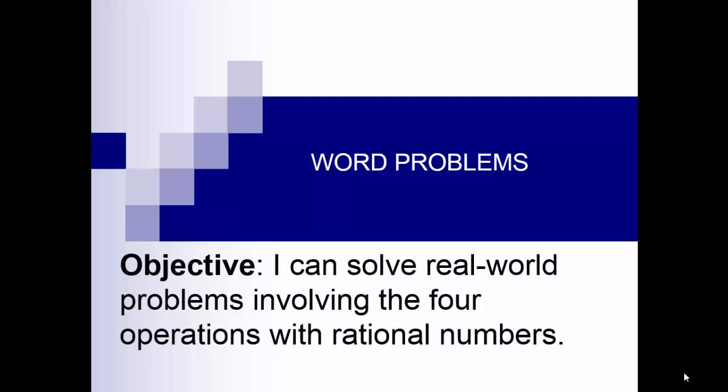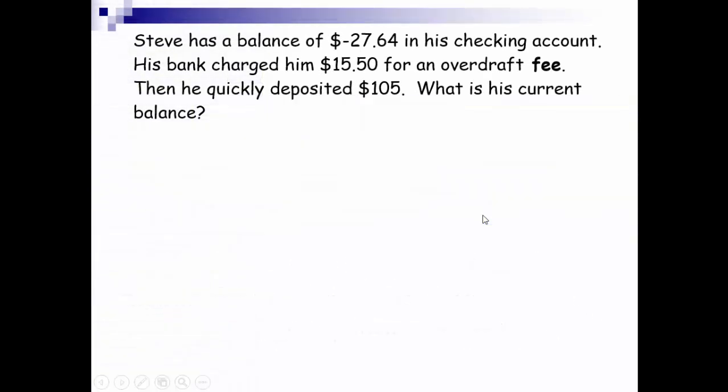Tonight's objective is I can solve real-world problems involving the four operations with rational numbers. So what that tells me is I'm now going to have to deal with word problems that involve our four operations, add, subtract, multiply, and divide, and we have signed rational numbers. So tonight we're just going to go through the four homework word problems you had. So let's take a look at the first one.